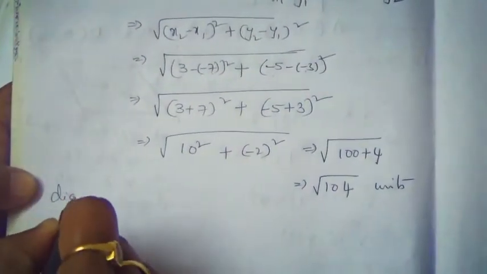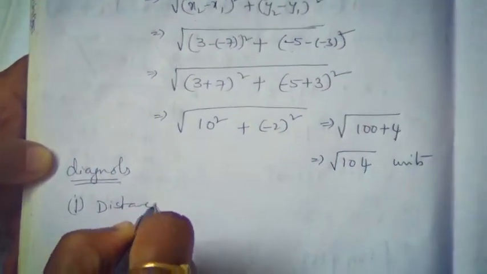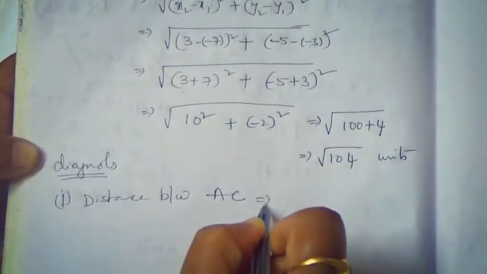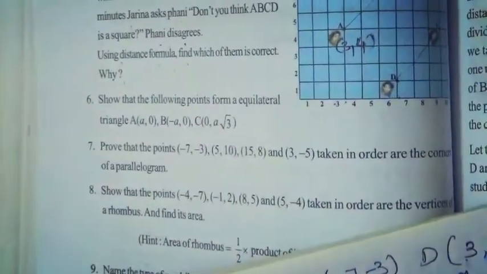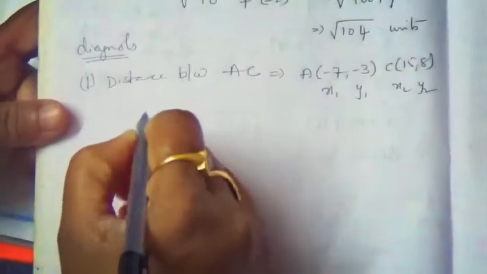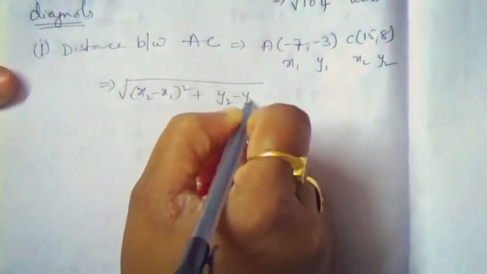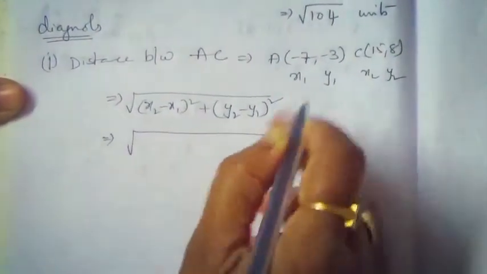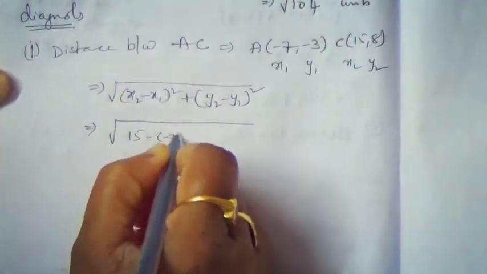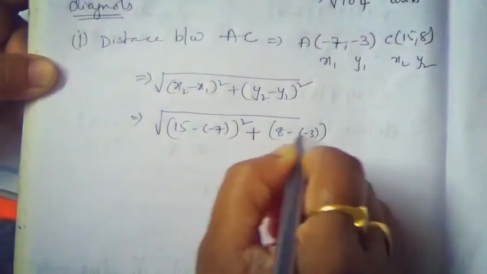Okay, so about the diagonals. What are the diagonals? The first one is the distance between A and C. What is A? Minus 7, minus 3. What is C? This one, 15, 8. Let us take these values as x1, y1, x2, y2. Distance formula as usual. That implies square root of 15 minus of minus 7 whole square plus 8 minus of minus 3 whole square.